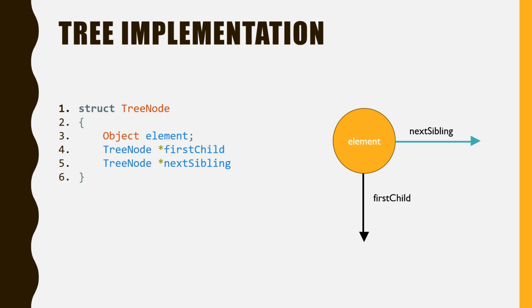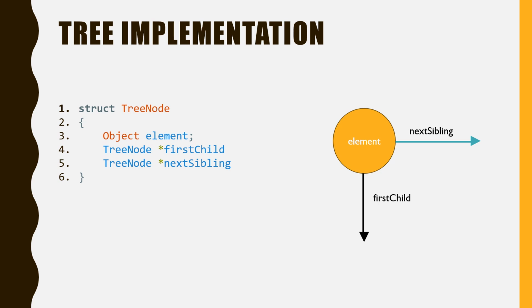The second variable, firstChild, is a pointer to another tree node, representing the edge that connects the node to its leftmost child. If the node has no children, this pointer will be set to null. The third variable, nextSibling, is also a pointer to another tree node, pointing to the next sibling of the current node. If there are no more siblings, this pointer will be set to null.